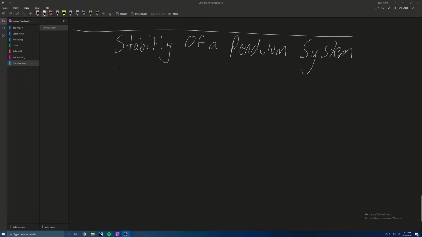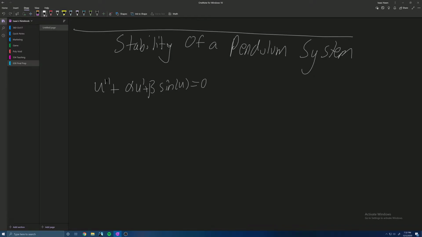So the general formula for the motion of a pendulum is going to be u double prime plus alpha u prime plus beta sine of u equals 0. That's the equation of motion for a pendulum, where u is the angle that the pendulum starts from.